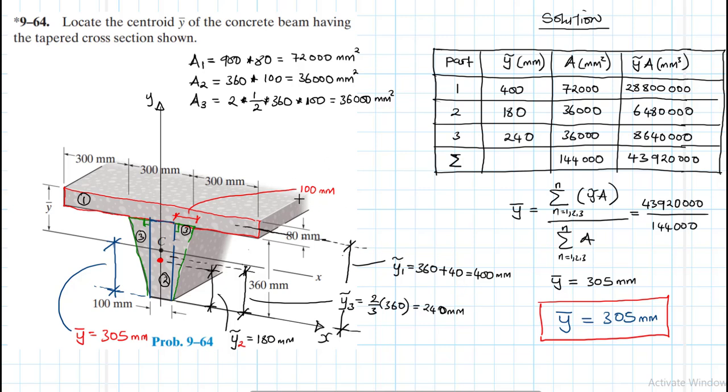That is the centroid y bar of the concrete beam having a tapered cross section.